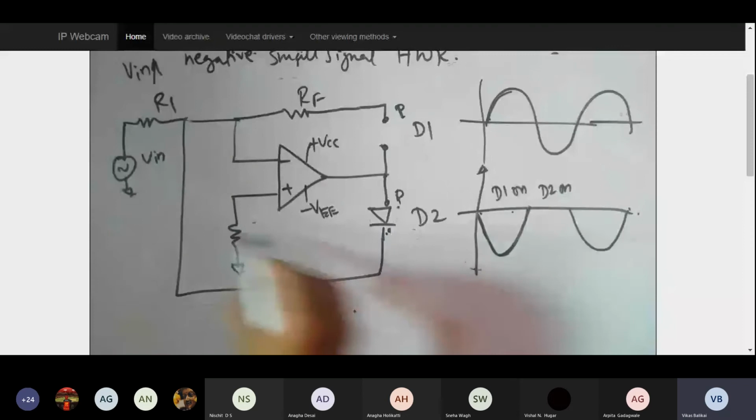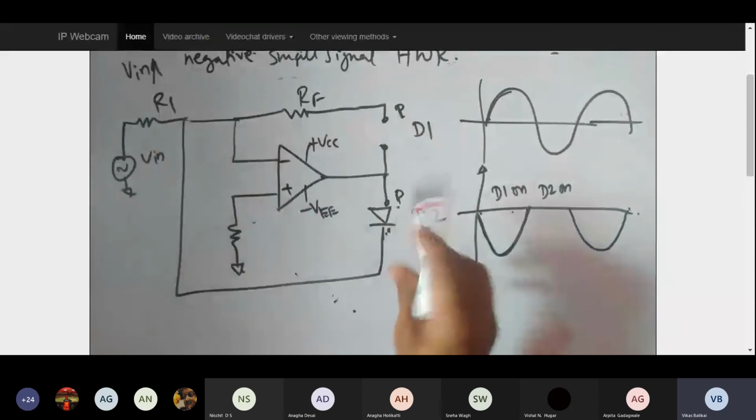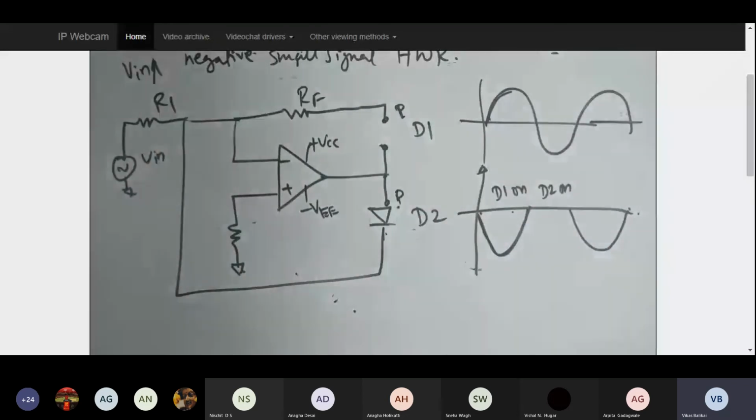When output is negative, look here, I was telling about the saturation with respect to the previous circuit. Now again, by using only one diode, the output would reach the saturation point.